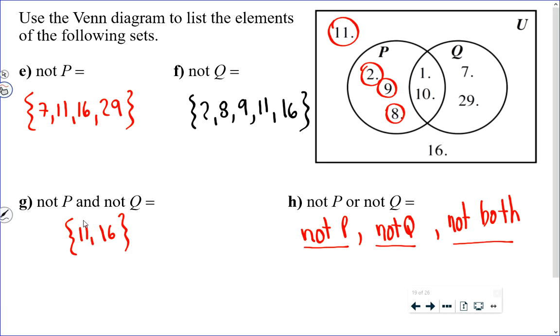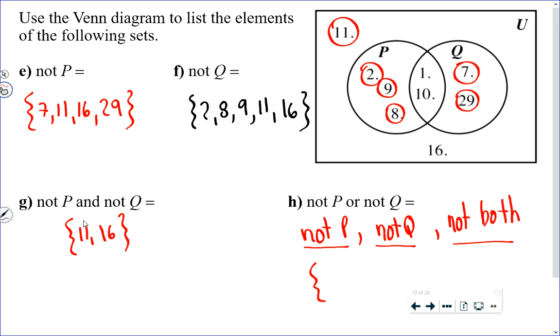Is 1, that I'm going to just circle temporarily, is 1 not P? False. That's not true. Is 1 not Q? False. Is it not both? Well, no. So you cannot talk about 1 and 10. 7 and 29 are not P. So this set includes everything but the 1 and the 10.